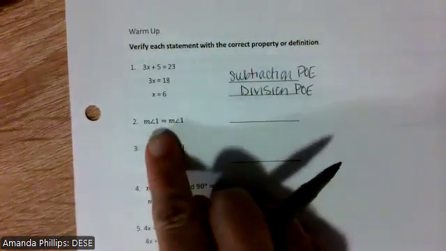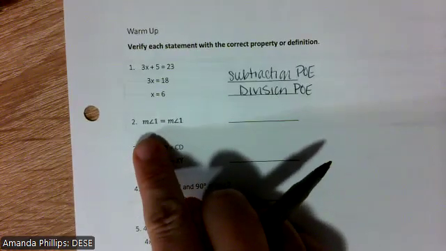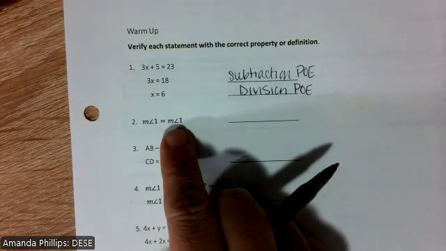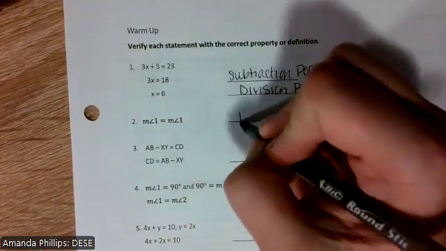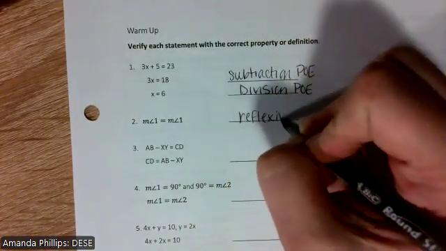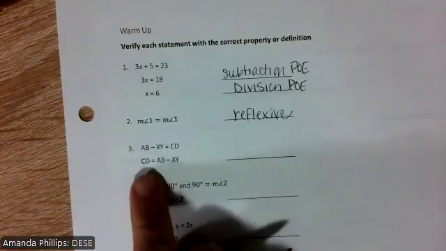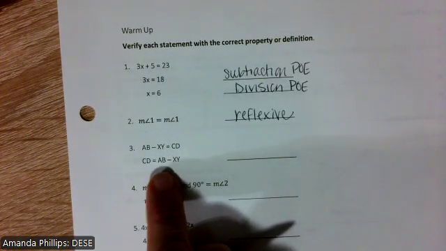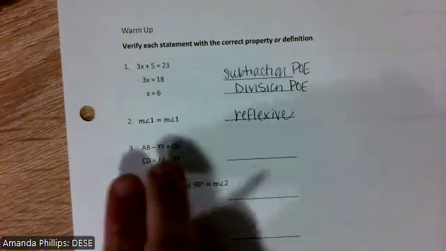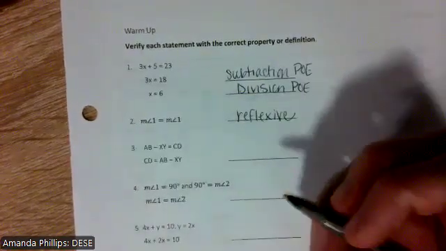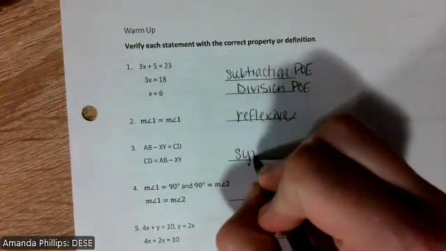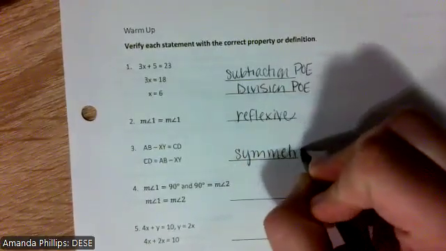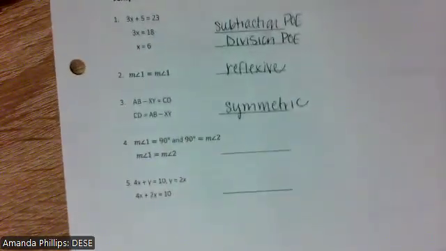Okay, all right. What's this one? The measure of angle 1 equals the measure of angle 1. Well, if it equals itself, that is the reflexive property. What about this one? AB minus XY equals CD, and CD equals AB minus XY. The only thing I did was flip things around, and so when we just flip it around on the other side of the equal sign, that is symmetric.